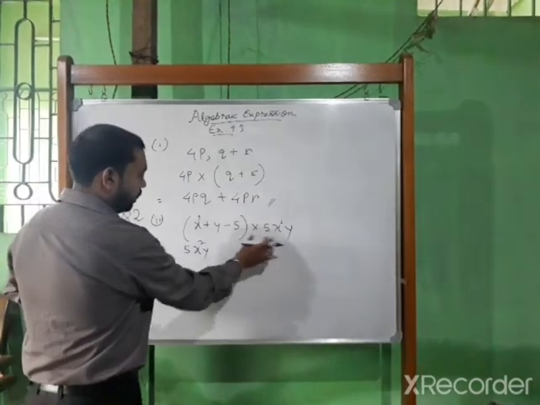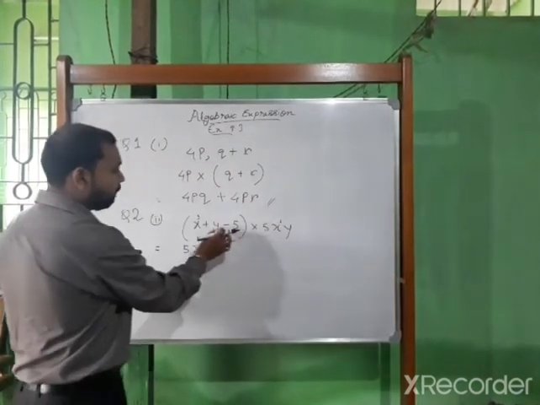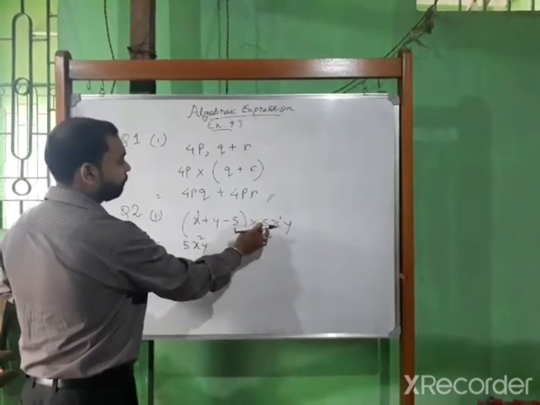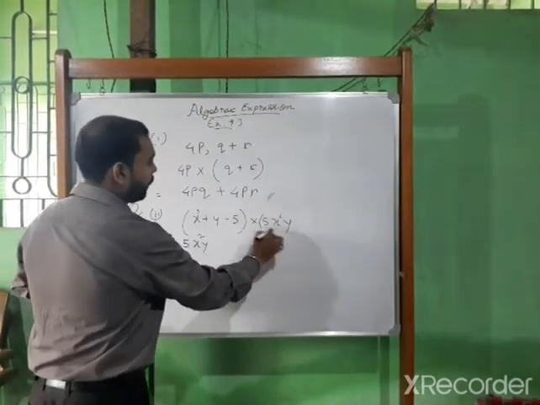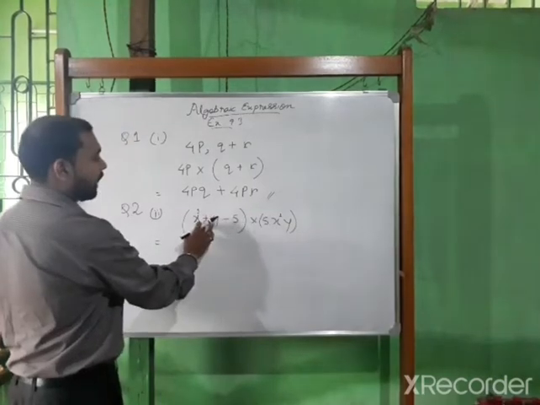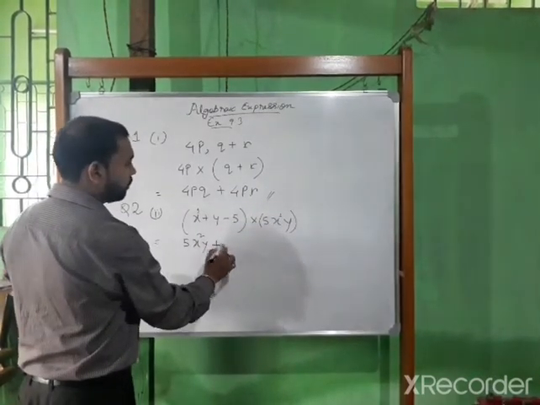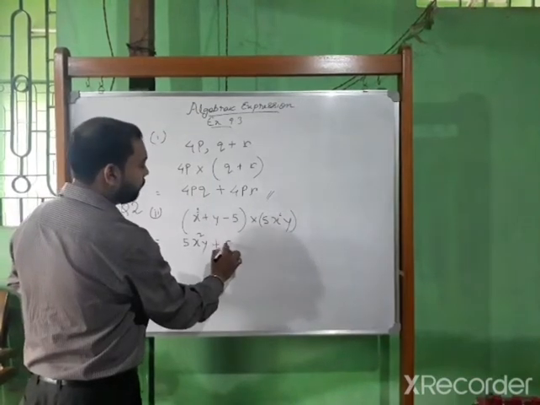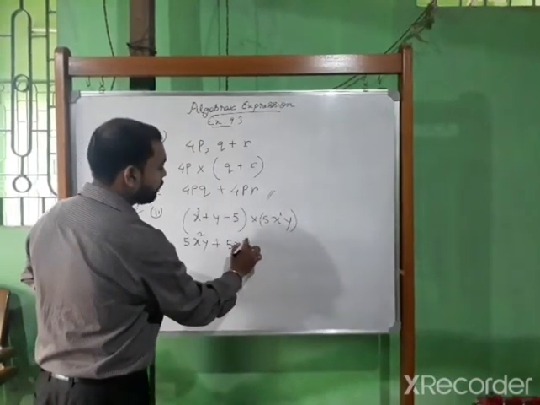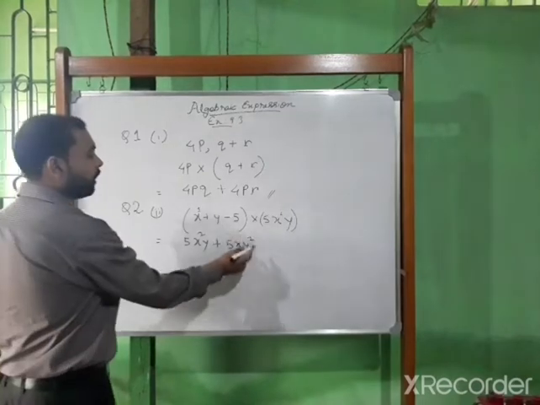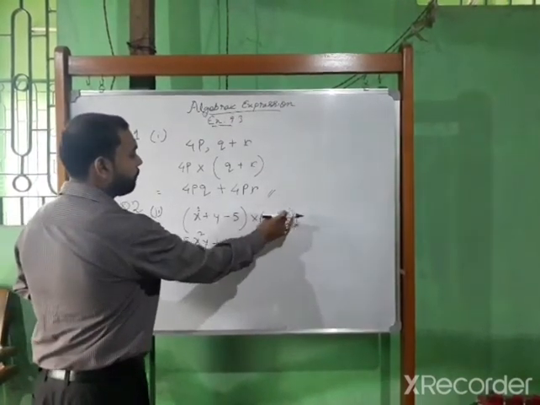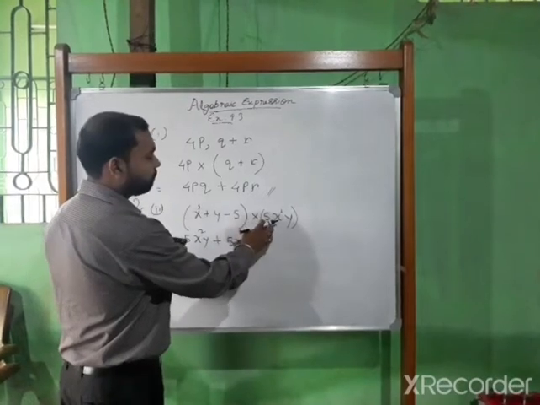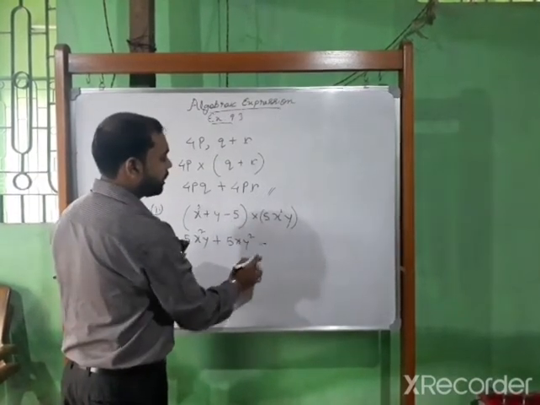Now 5xy multiplied with y. Now see, we can say these both are positive, so plus and plus, it will be plus. Now 5xy multiplied with y, it will become 5xy square. Y square, again same, bases are same, so power will be added. Now this is minus and this is plus, so minus and plus, it is minus.